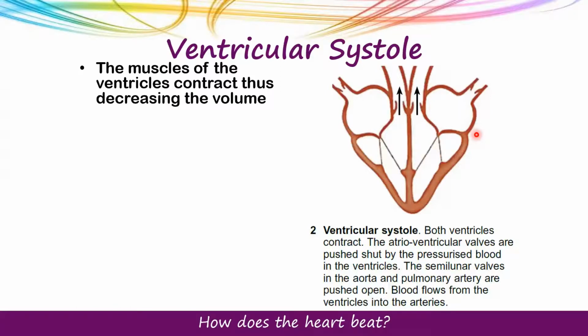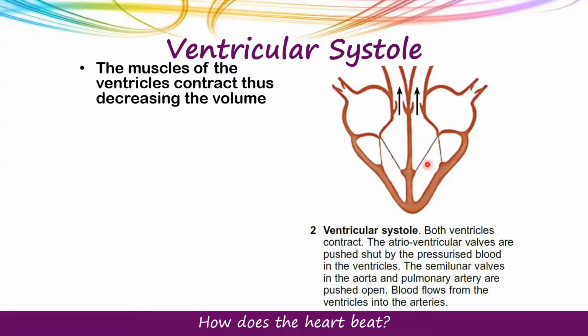Now coming to the ventricular systole. Ventricular systole is when the ventricles are contracting, right? So these ventricles, as they contract, have to send the blood into the arteries. So the right ventricle will be sending the blood into the pulmonary artery, and the left ventricle will be sending the blood to the aorta, right?